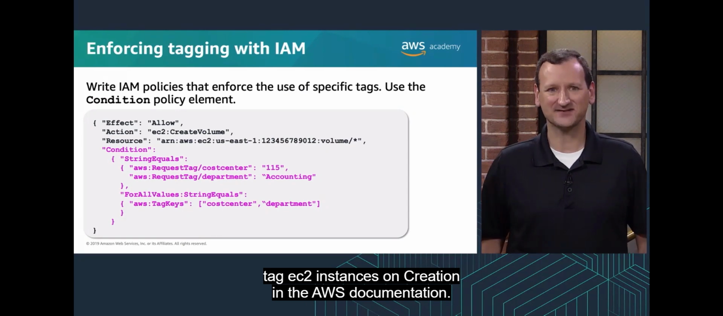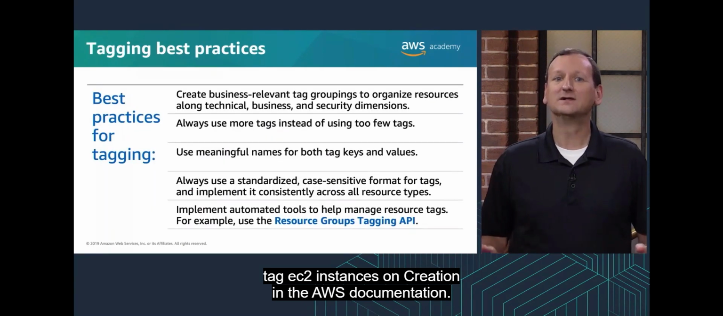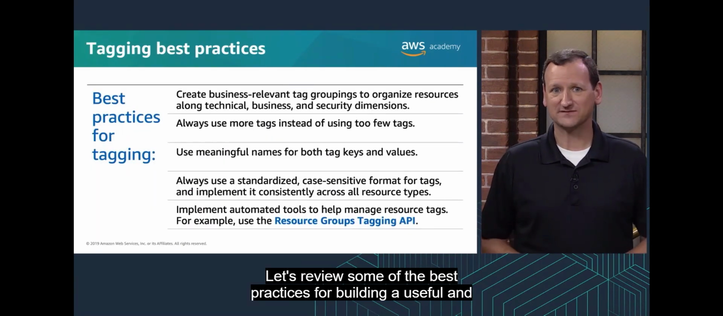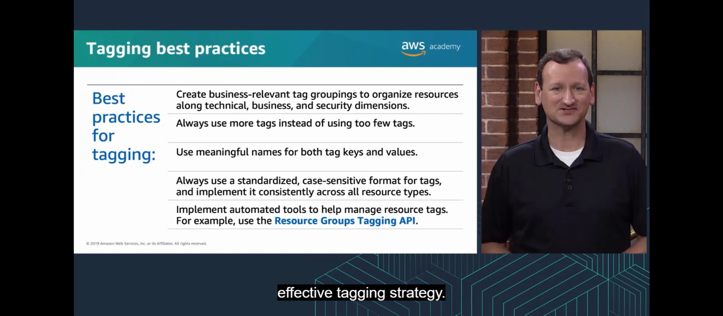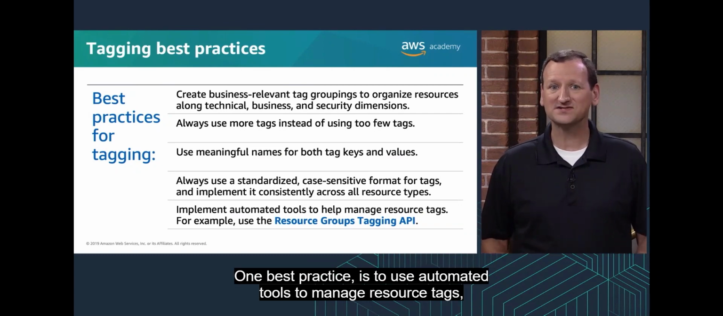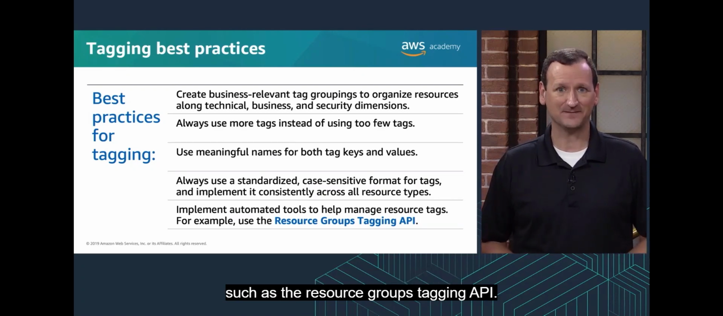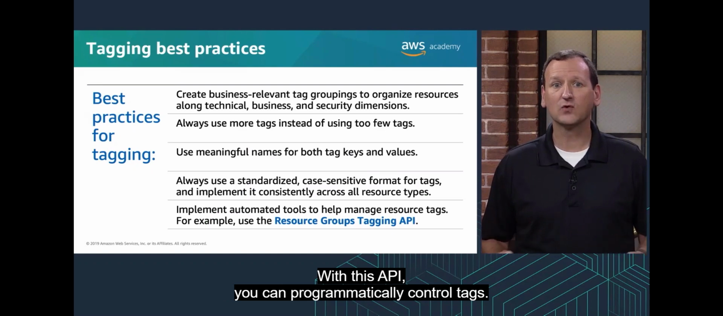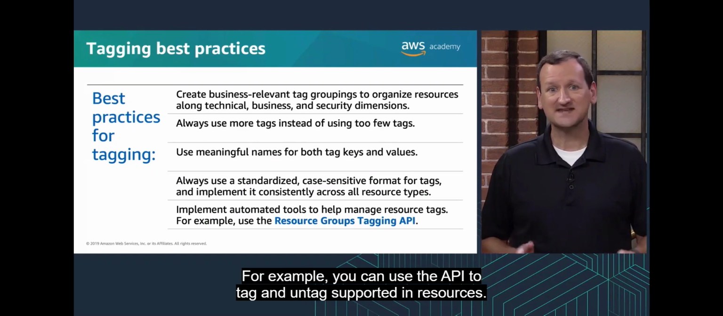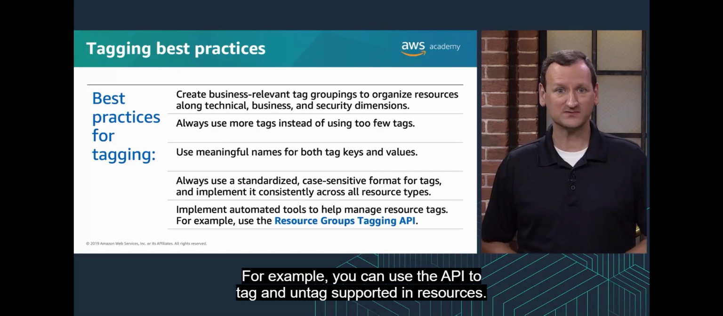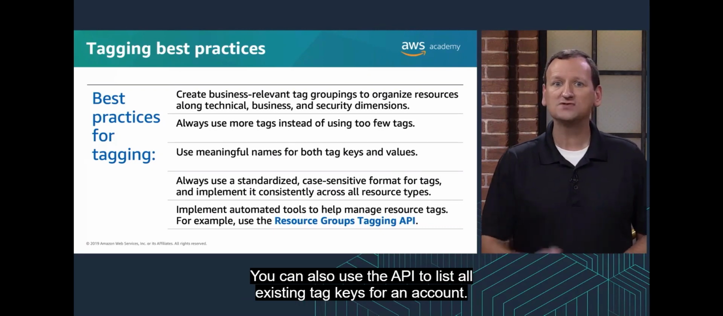in the AWS documentation. Let's review some of the best practices for building a useful and effective tagging strategy. One best practice is to use automated tools to manage resource tags, such as the Resource Groups Tagging API. With this API, you can programmatically control tags. For example, you can use the API to tag and untag supported resources. You can also use the API to list all existing tag keys for an account.